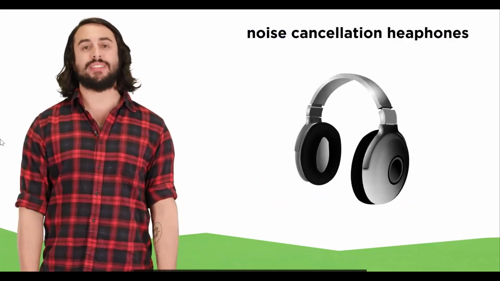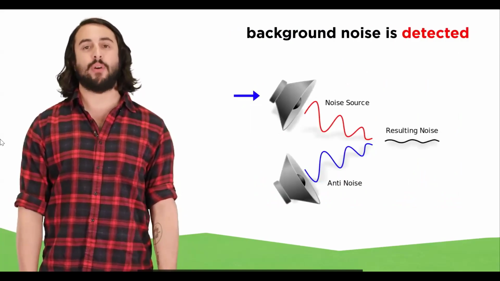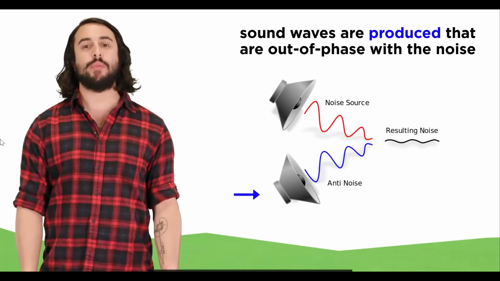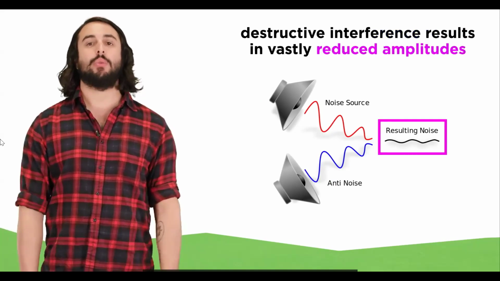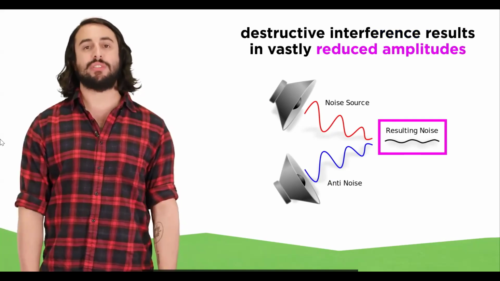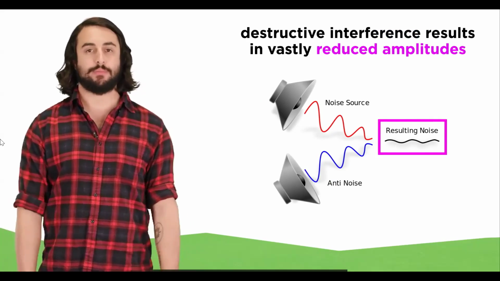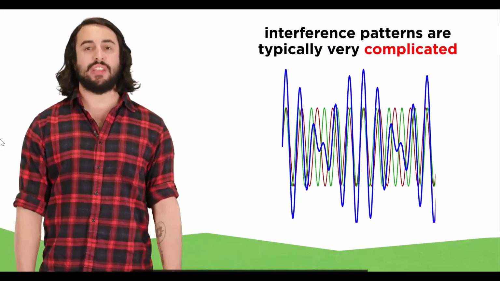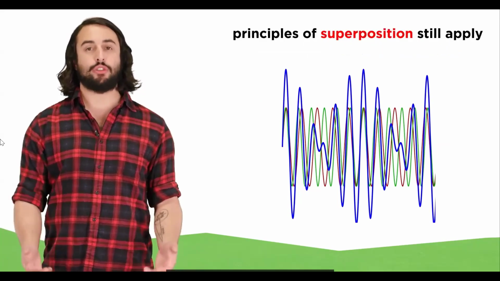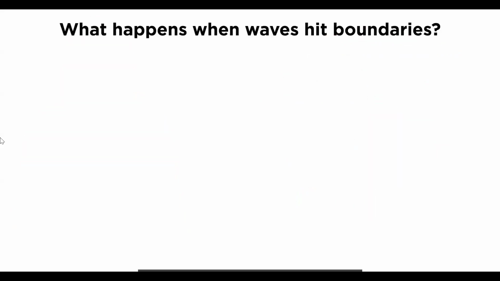This is what noise cancellation headphones do. Small microphones detect background noise and process the associated signal, and then reproduce this noise in a way that is precisely out of phase with the signal. The resulting destructive interference results in 0, or at least dramatically reduced sound waves reaching your ears. In reality, interference patterns are often much more complicated than these two extremes, but in every case, the superposition principle is still applicable.